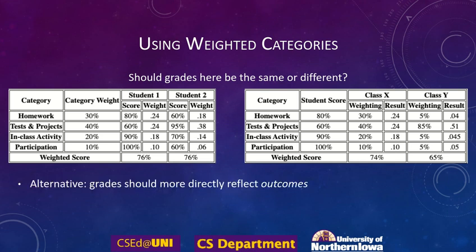And so as an alternative, we suggest that your grades, instead of weighting these different categories, should more directly reflect your outcomes. So if I want students to do X, Y, and Z, I might say something like, if you demonstrate you can do X, you have a C. If you demonstrate you can do Y, you have a B, etc. And if you demonstrate you can do X, Y, and Z, it's an A. Something like that, where the scores line up more directly with the outcomes.